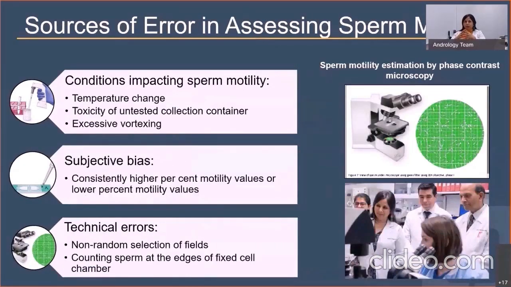Some more sources of error in assessing sperm motility, like conditions impacting sperm motility, temperature change, subjective bias. A technologist has subjective bias and is producing consistently high or low percent motility values, technical errors. They must avoid counting the sperm at the edges of the fixed cell chamber.